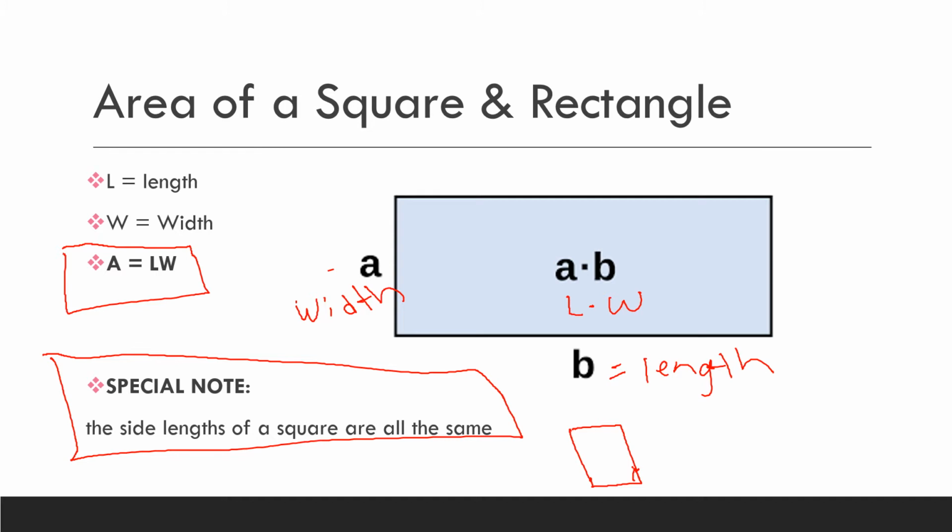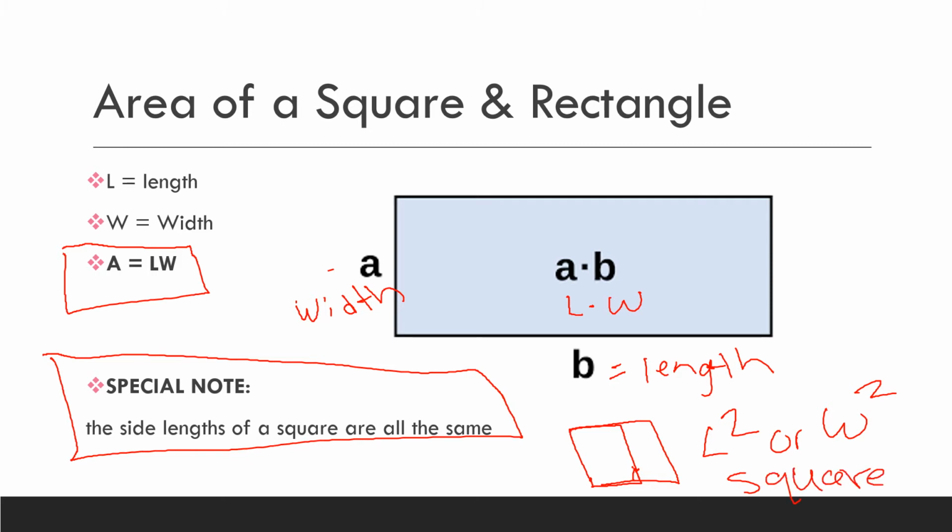Otherwise, if we've got a square, which isn't quite this, let me try this again, guys. There we go, that looks a little better. Essentially, the sides are all going to be the same length. So I could do length squared, or I could do width squared. And that would be how I'd find the area of a square.